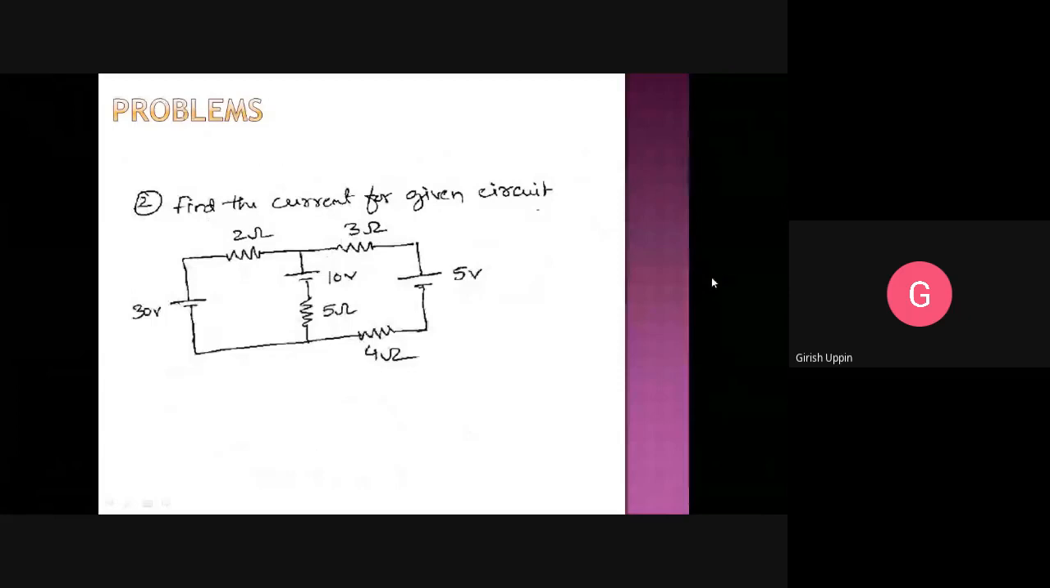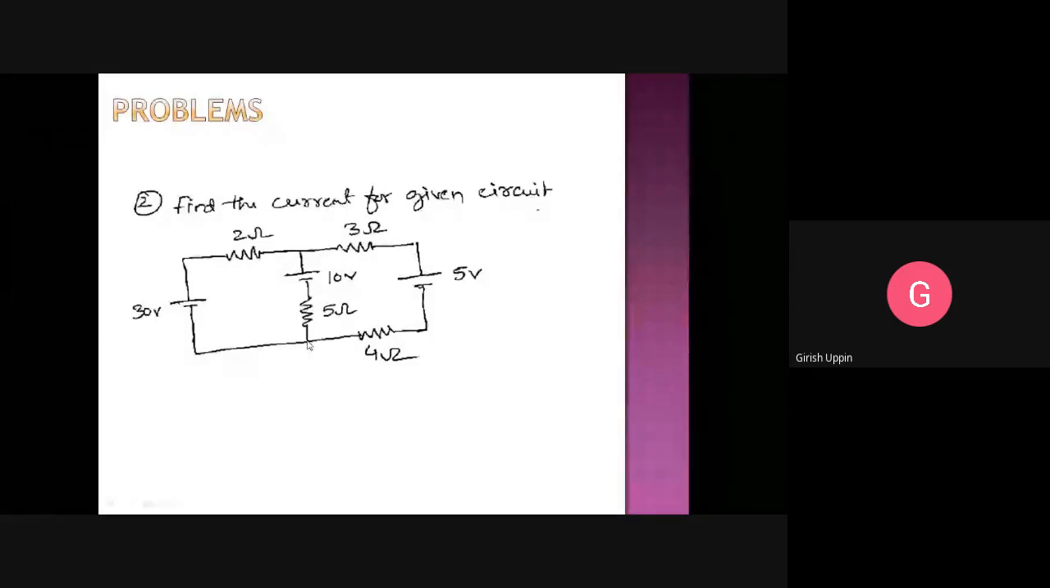Now, this is the circuit. Find the current for the given circuit. Then the first thing is what? Before applying the KVL, what do we have to do? The first thing is to mark all the nodes. So this is the node, this is the node. You say A, B, C, D, E, F. Okay, so all the nodes are marked.